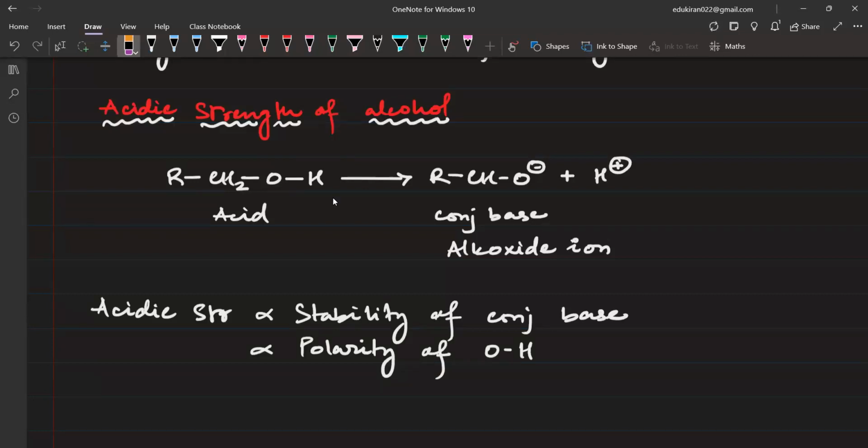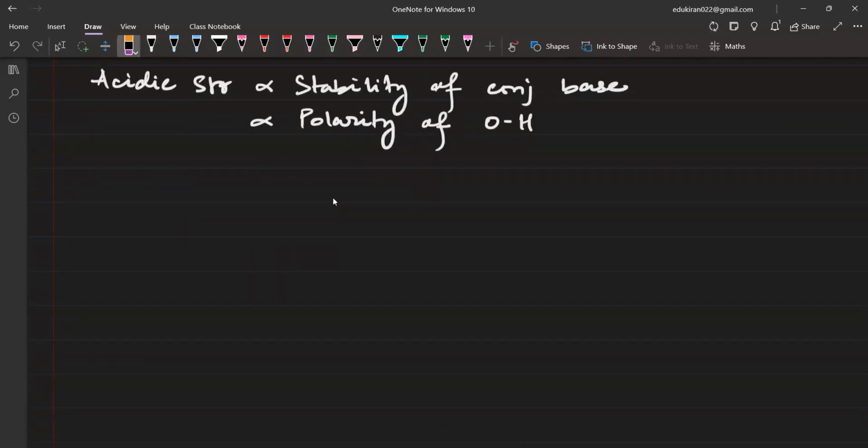Now we will look at both these factors while we are comparing alcohol and other compounds. So first of all, we will compare, please write part A, alcohol versus water.